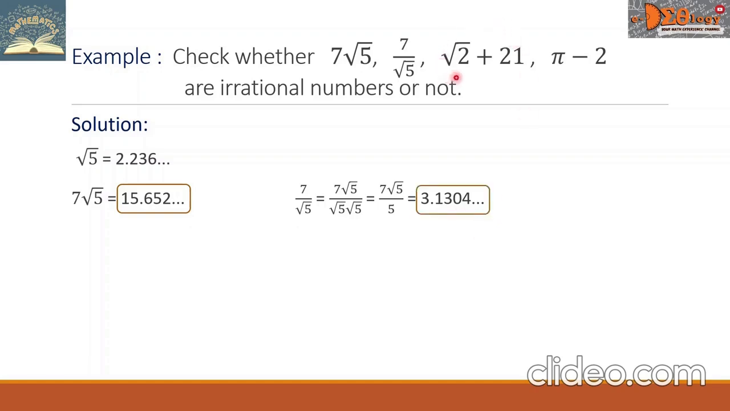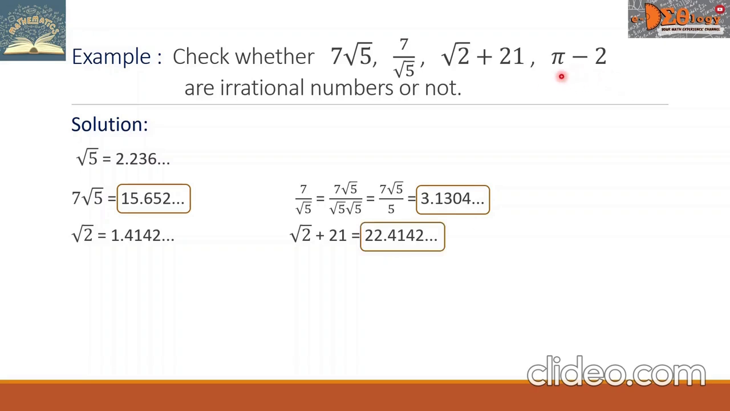Next is the square root of 2 plus 21. Let's begin with the value of square root of 2. And that is 1.4142 and so on. Then we have this value now added by the rational number 21. So the square root of 2 plus 21, this decimal plus 21 will be 22.4142.